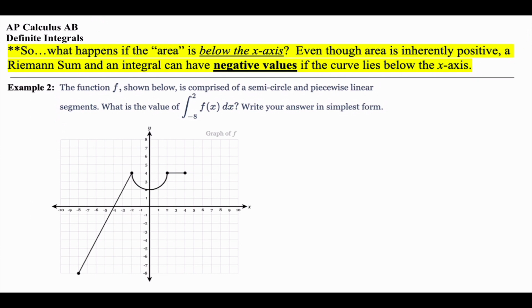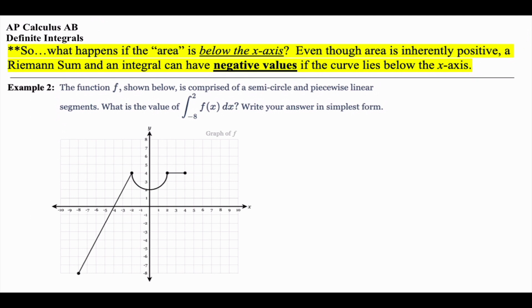So what happens if area is below the x-axis? Because if I were to go below, that goes forever, right? Above the x-axis just goes to the x-axis. So how do I find area for something below the x-axis? Is it going to go forever? The answer is no. Even though area is inherently positive, a Riemann sum and an integral can have negative values. So this is what's going to happen. If it goes below the x-axis, you shade up. If it's above the x-axis, you shade down. That's how to do it.